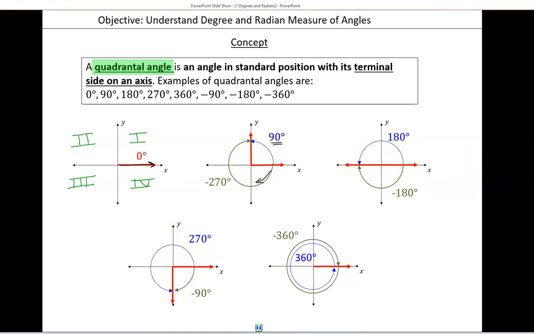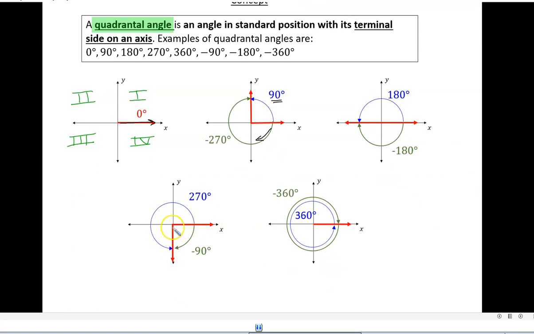Then the next quadrantal angle, its terminal side is down here. So in the positive direction, we get 3 quadrants, which would be positive 270. And in the negative direction, we have only 1 quadrant, so that's a negative 90 degrees. We'll talk more about this in just a moment, but these angles, 270 and negative 90, positive 90 and negative 270, positive and negative 180, these are what we call coterminal angles because they share the same terminal side.